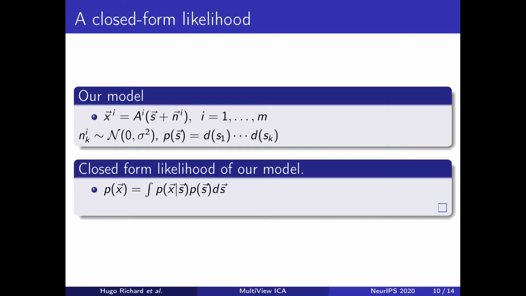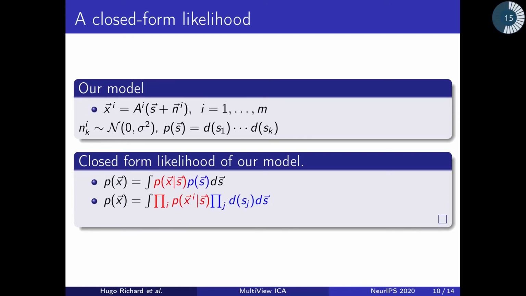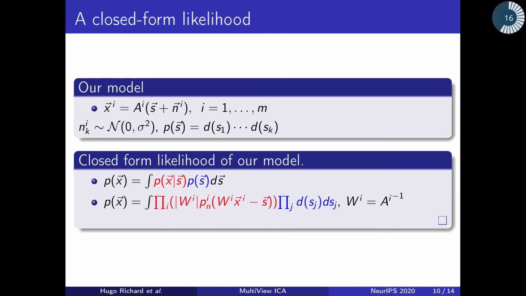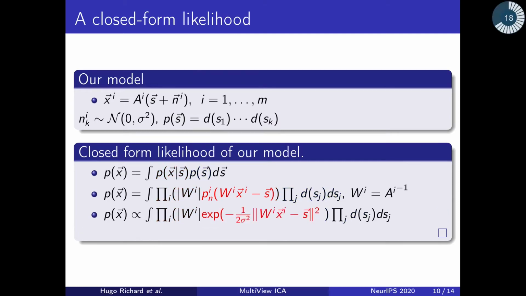Like in noisy ICA, the likelihood involves an integral over the sources. We can factorize the first term of the integral because the subjects are independent given the sources. The second term we can factorize because the sources are assumed to be independent. We then perform a change of variable where xi is replaced by wi xi minus s, where wi is the unmixing matrix, which is the inverse of the mixing matrix. We then make use of the Gaussian assumption of the noise, and we can see that the integral factorizes. It only depends on the product of one-dimensional integrals.